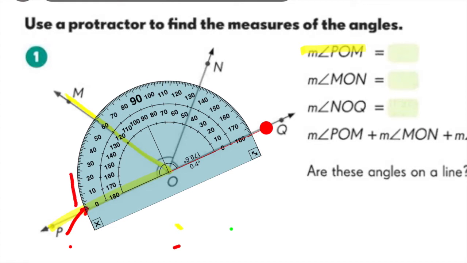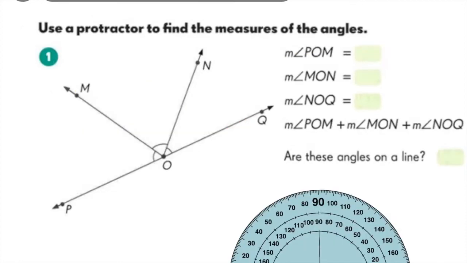So my eye goes up until it reaches the other ray, and I can see it is right at 60 degrees. Then I want to ask myself, does that make sense with this angle? Is this angle an acute angle? Is it less than 90 degrees? The answer is yes. So 60 degrees would be the measure of angle POM.